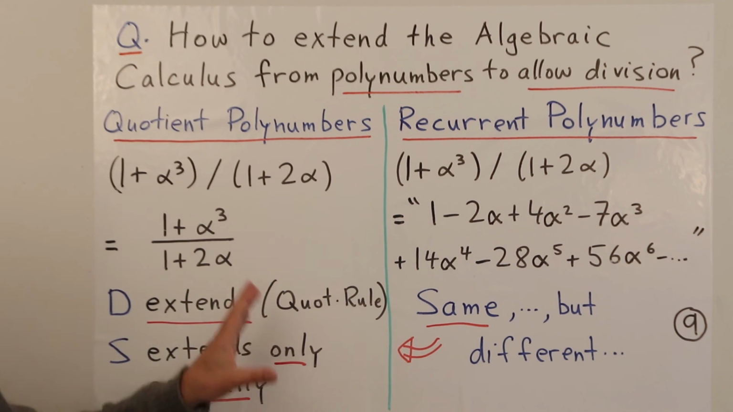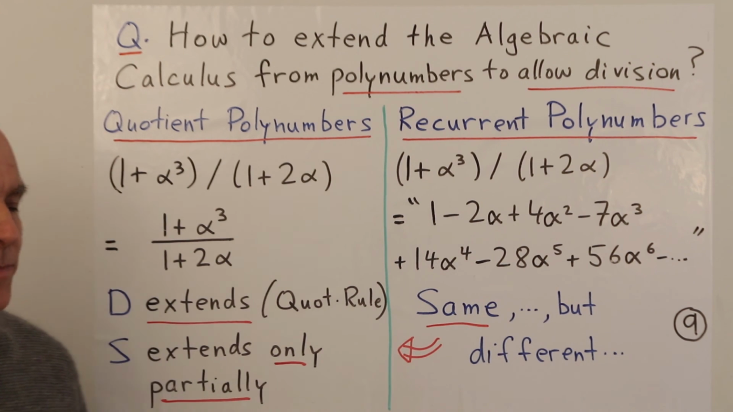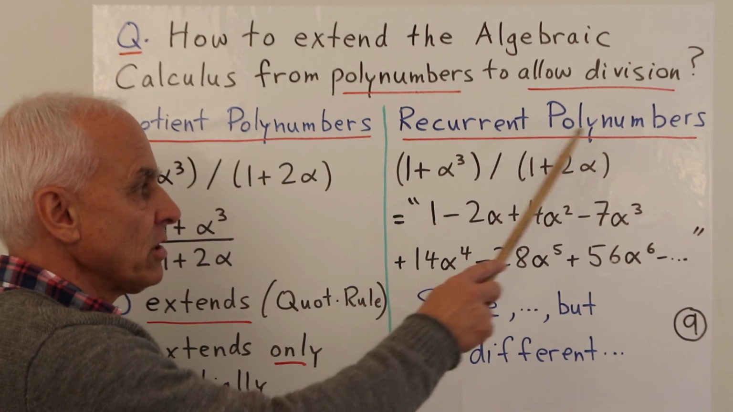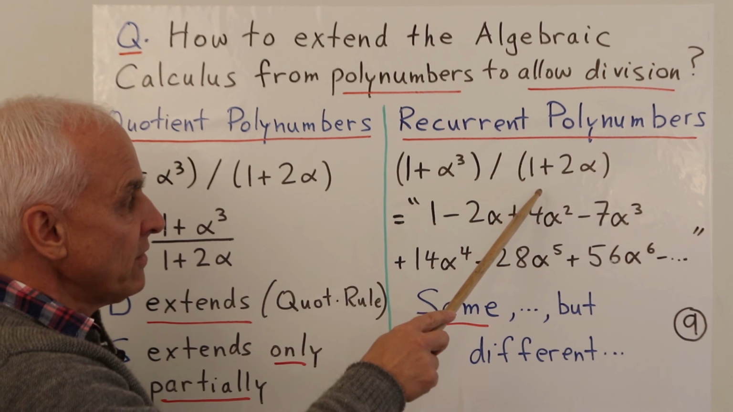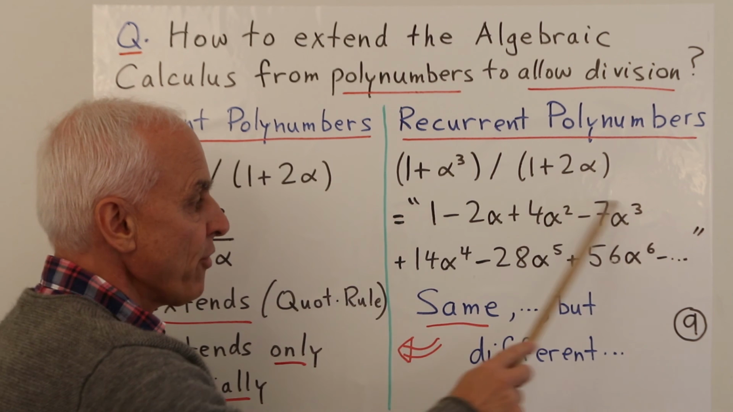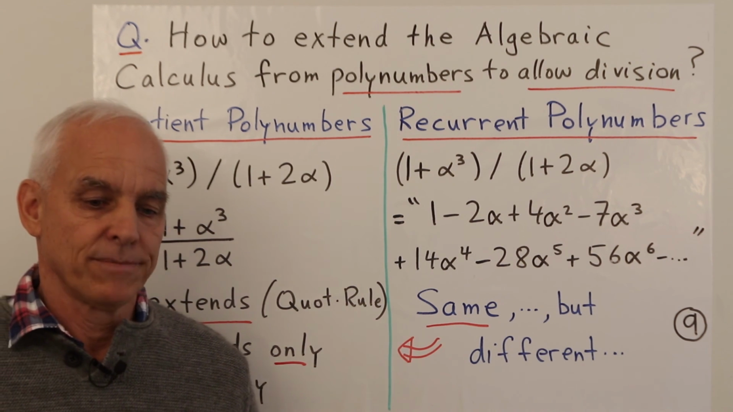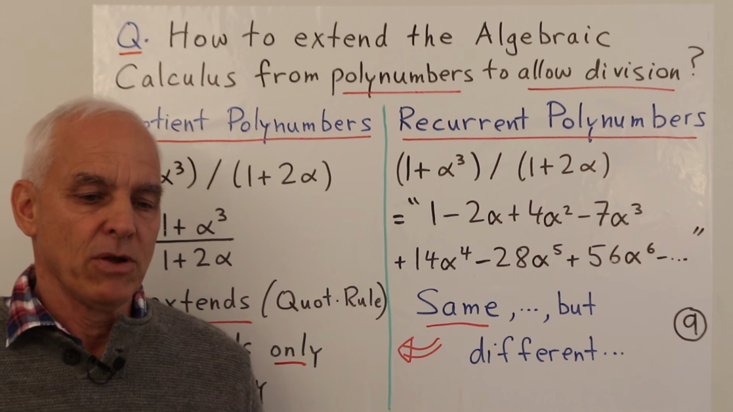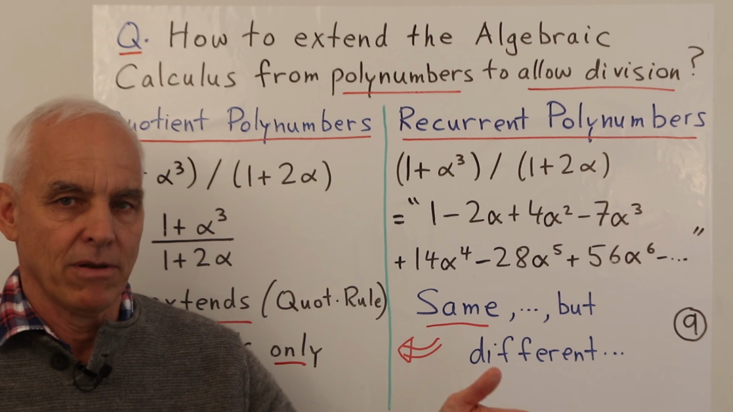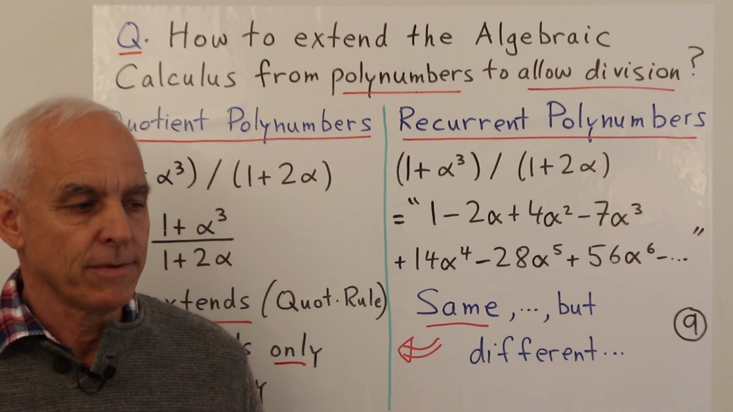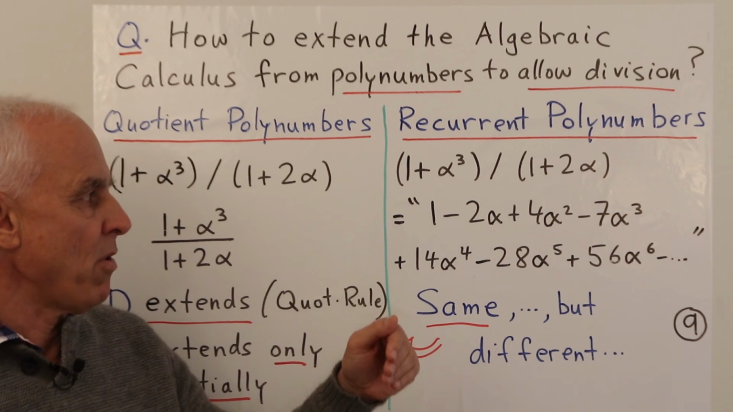Okay, and in that course also we're going to be looking at this other side of the same question, where we introduce things called recurrent polynumbers. So same question, 1 plus alpha cubed divided by 1 plus 2 alpha. Here's another possible answer to what this quotient is. We can introduce something which is a polynumber equivalent to a repeating decimal, but it's more complicated. So we're not going to say repeating polynumber, we'll say recurrent polynumber.